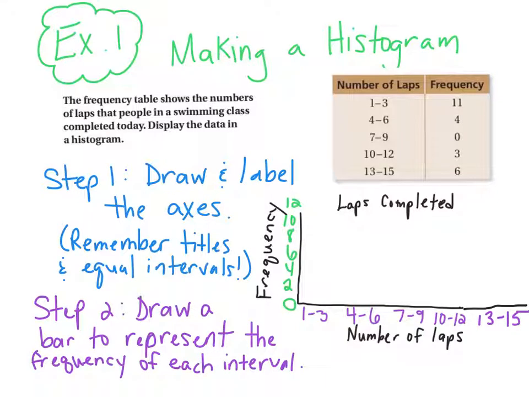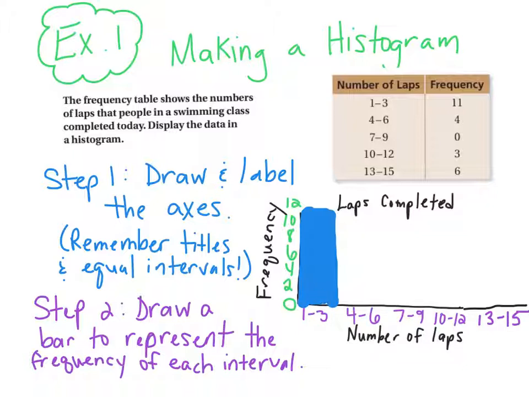And before you write step 2, I did sneak this little reminder in here. Remember titles and equal intervals as part of step 1, all the things we just talked about here. But for step 2, we just need to draw a bar to represent the frequency of each interval. So for instance, when we look up at the frequency table, 11 people during the swimming class did 1 to 3 laps or somewhere in that range. So we're going to draw that bar between the 12 and the 10, and I used a little bit of a thicker kind of piece to this one right now.